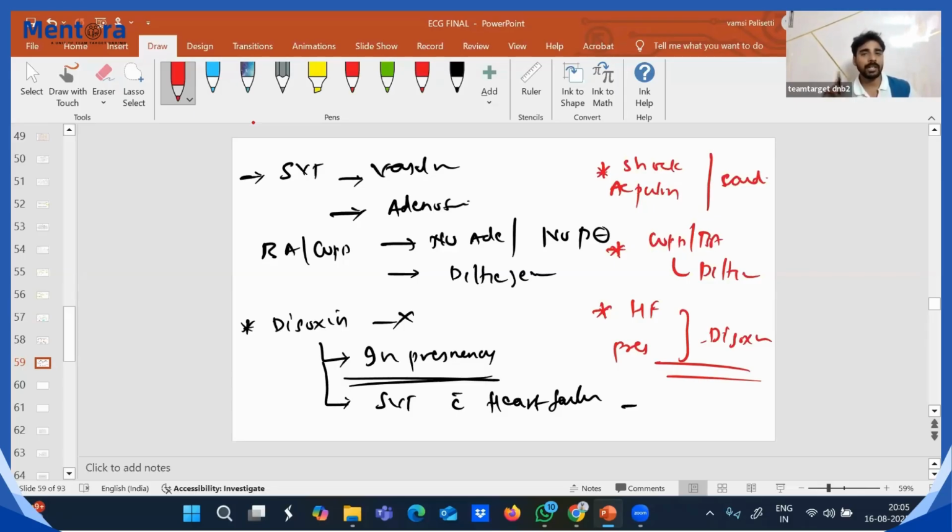And doses are very important. Diltiazem 0.25 mg per kg. So usually one more thing they'll ask is diltiazem. If you see diltiazem, the vial usually contains 5 ml. Each ml has 5 mg.